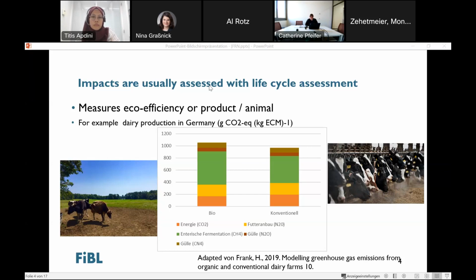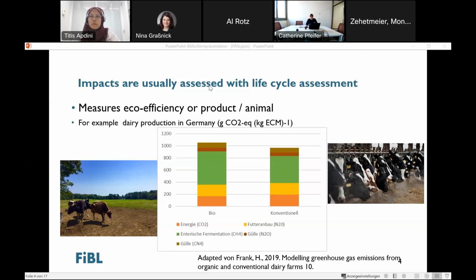So when we are measuring with life cycle assessment, we are measuring eco-efficiency. So how can you produce many liters of milk with the least possible impact on greenhouse gases? And so that's what you measure. And that is a very important measure, but maybe it is not the only one.